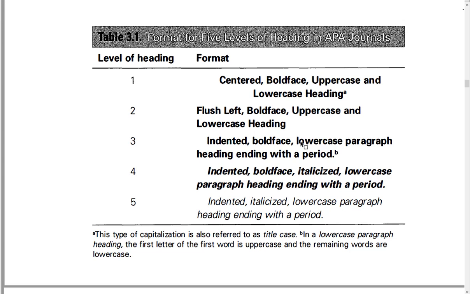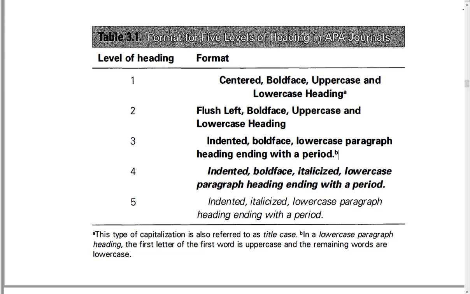Then we have this one right here, which is that level 3 one, and that is an indented, boldface, lowercase paragraph heading ending with a period. And so that's basically this. We looked at that. That's exactly what it looks like. You'll see here, it's indented, it is boldface, lowercase, and again, it ends with a period. And so the next one is the same thing, but it's now an indented, boldface, italicized, lowercase paragraph heading ending with a period. And the last type that we have is just not bolded. So again, these are the levels that you have available to you. But again, most APA style papers do not go beyond those first 3.